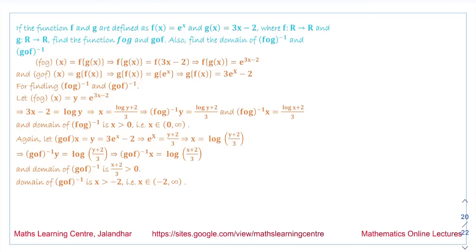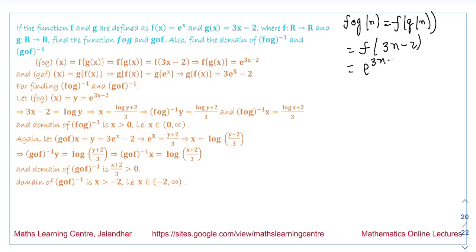Now these functions are given to us. We want to find FOG of x. So that will be equal to f of g of x. So that will be equal to f of 3x minus 2, and this is equal to e raised to the power 3x minus 2.